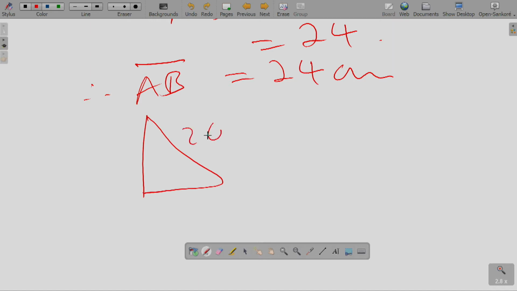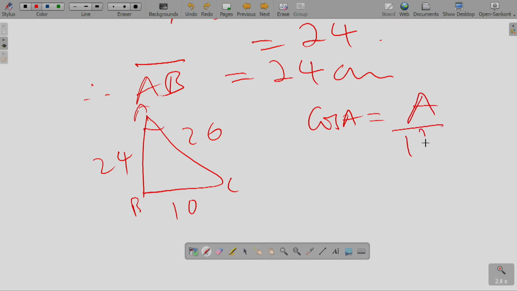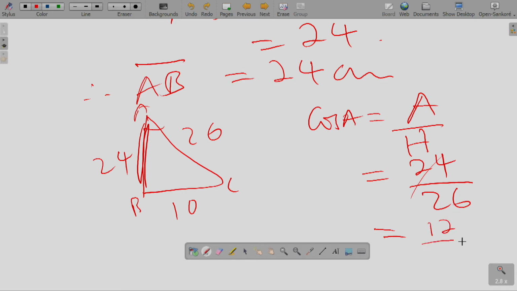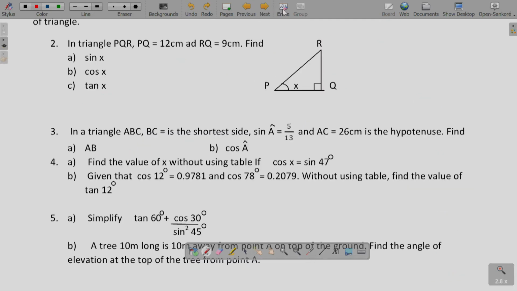We have here 26, here you get 10, and here you have 24, and this is A. So cos A is equal to adjacent over hypotenuse. This is adjacent 24, and this is hypotenuse 26, which is equal to, divided by 2 here in each term, we get 12 over 13, and this is the value of cos A. Let's now move to the fourth question.